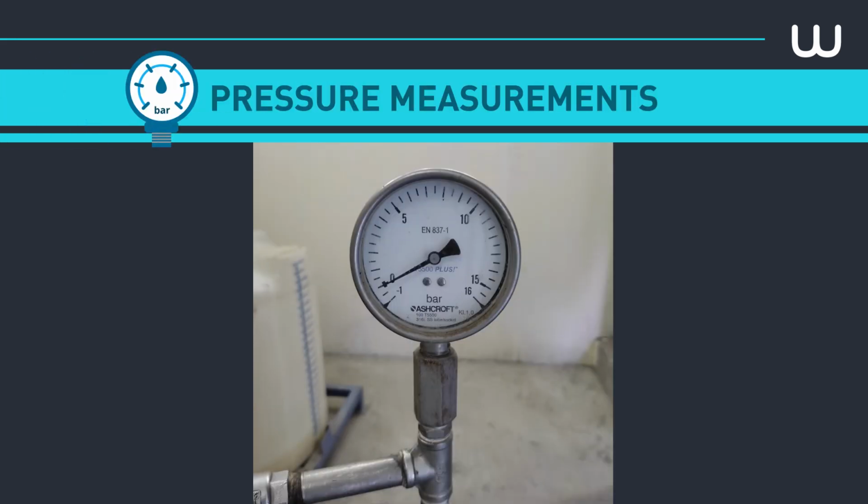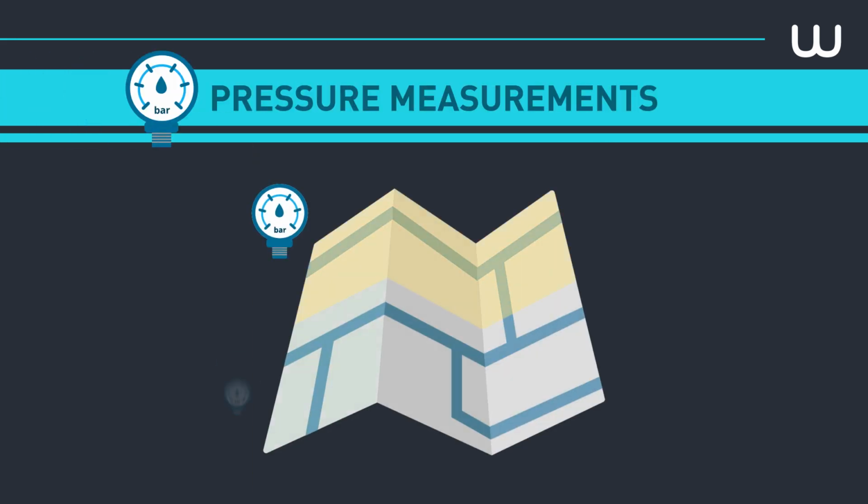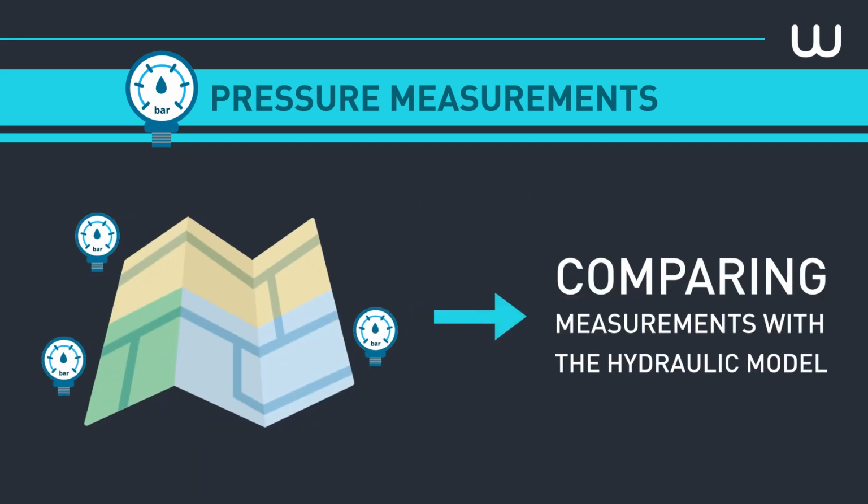Now, for pressure measurements, we isolate sectors of the network and measure the pressure zone by zone, comparing measurements with the hydraulic model. A fall in pressure is almost certainly a leak.